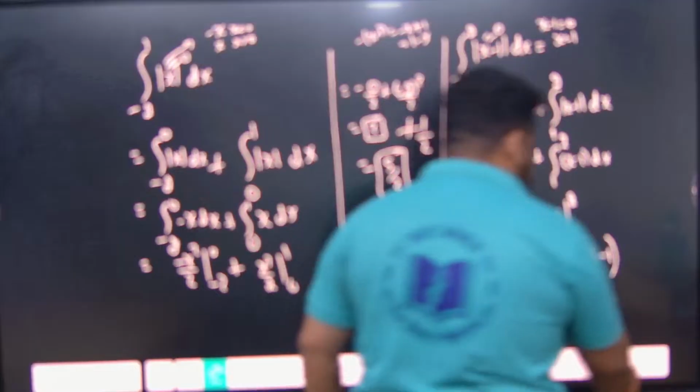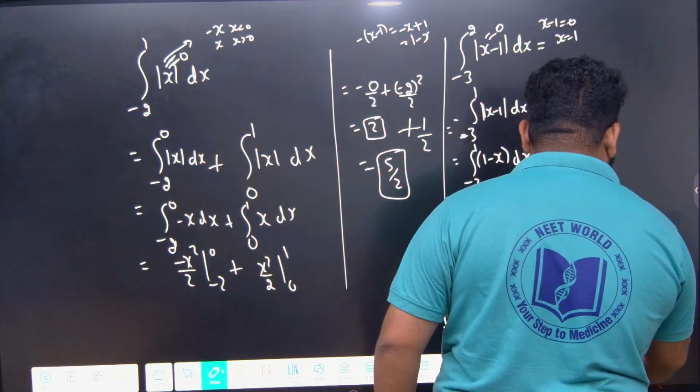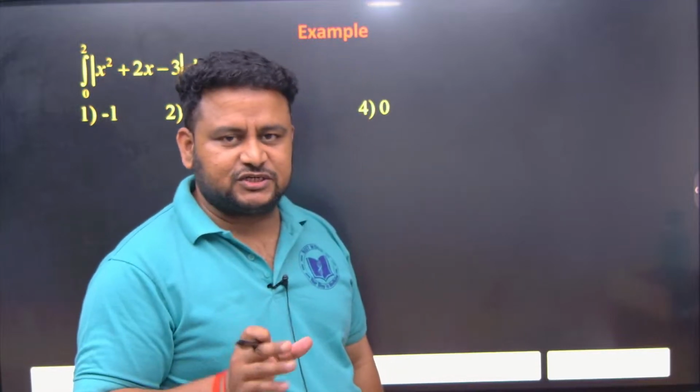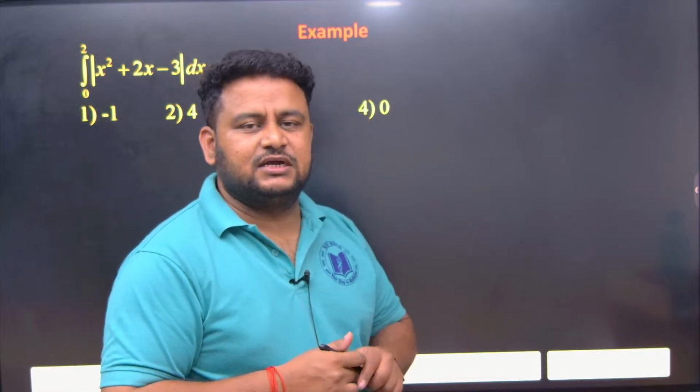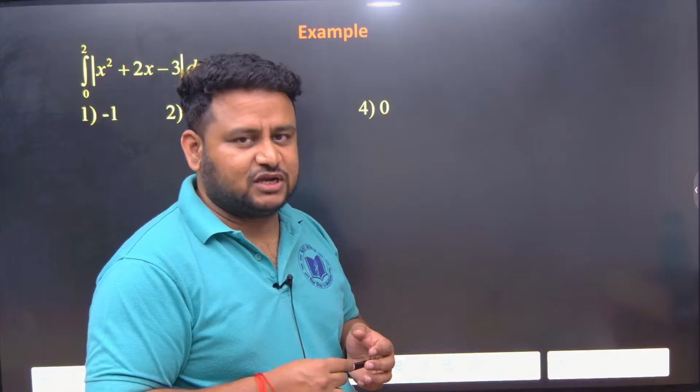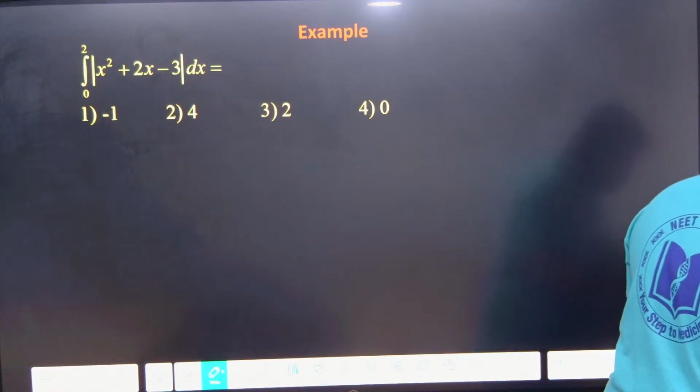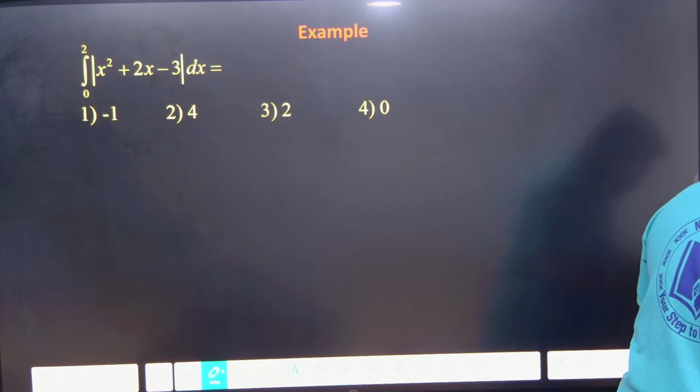Now let us take some examples for step function. I told you this property is applicable for the modulus function, step function, and also for fractional functions. Let us take examples for step function.